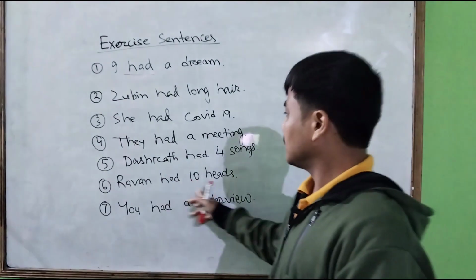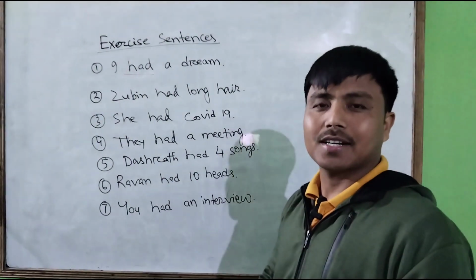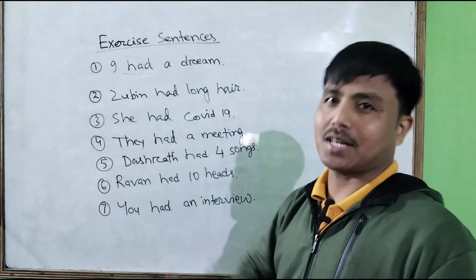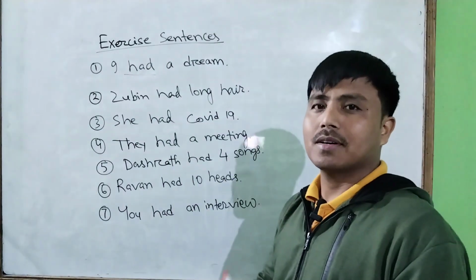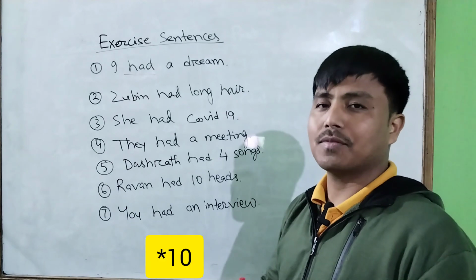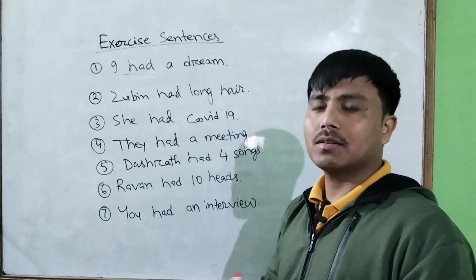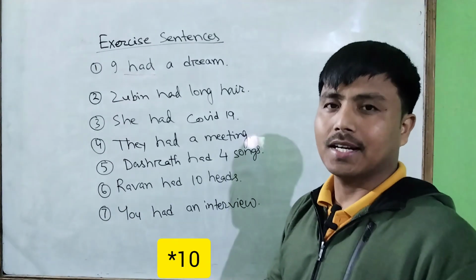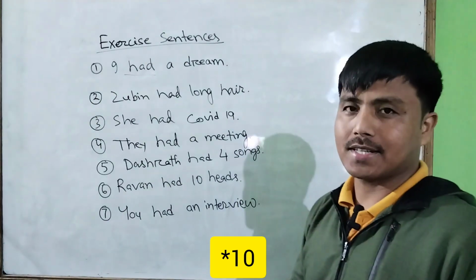Next one, Ravan had 10 heads. Negative, Ravan didn't have 10 heads. Did Ravan have 10 heads? And didn't Ravan have 10 heads?